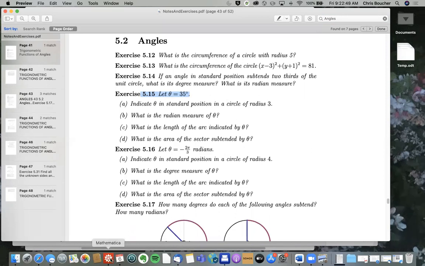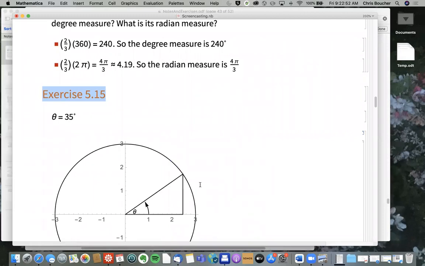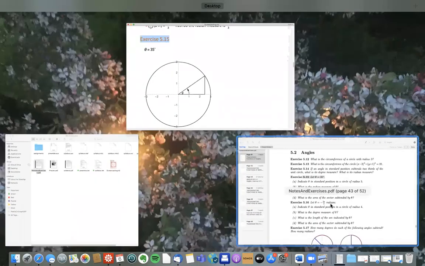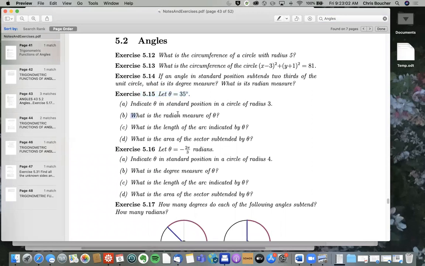35 degrees, so that's a little less than 45 degrees, and you wind up with a picture that looks like this, right? So you can see my circle of radius 3, and there's my angle. Okay, what else do we want to figure out here? Radian measure, length of the arc, and area of the sector are the three things we need to do.